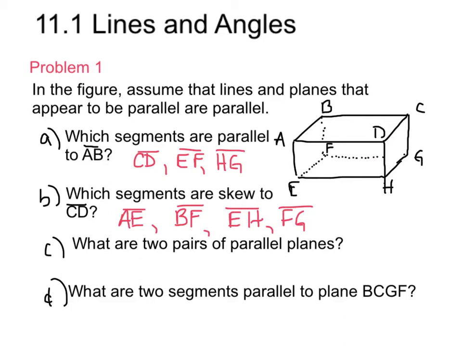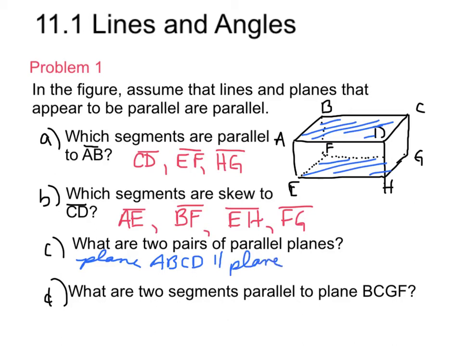Two pairs. So I'm going to shade them here in blue. Here's a plane on top. Here's a plane on bottom. So let's name them. You'd actually have to write plane ABCD is parallel to plane EFGH.